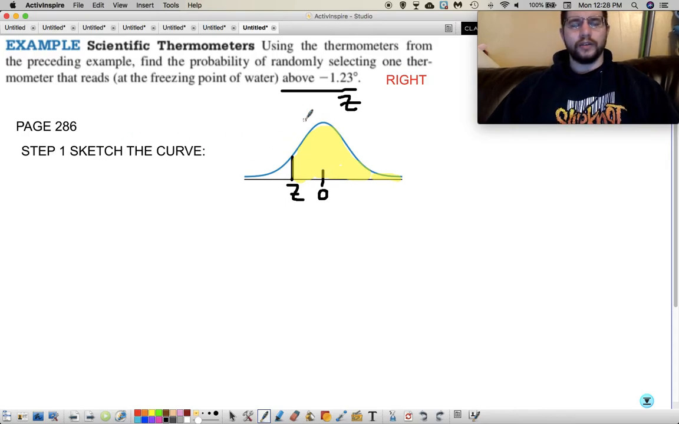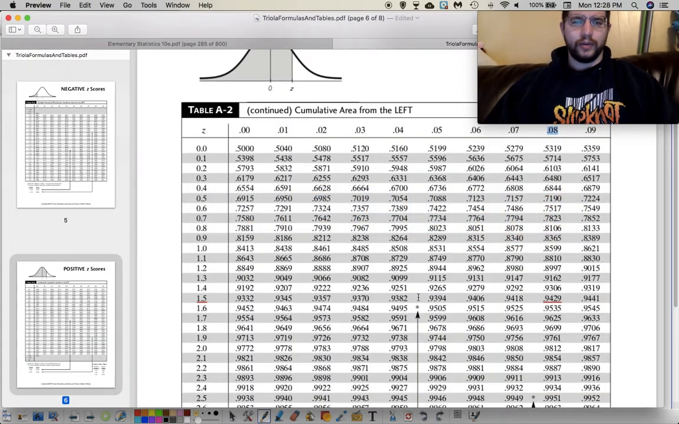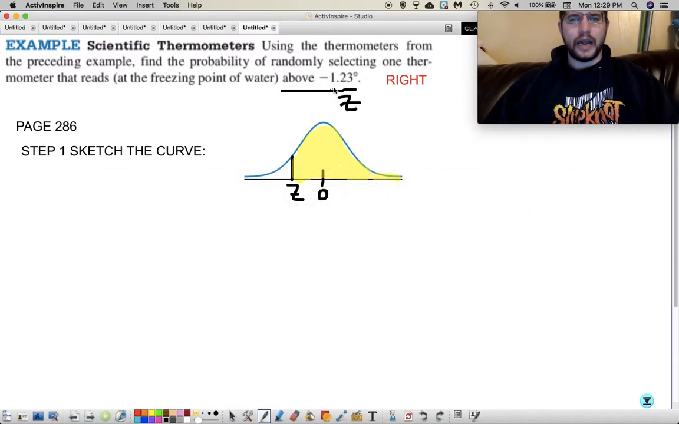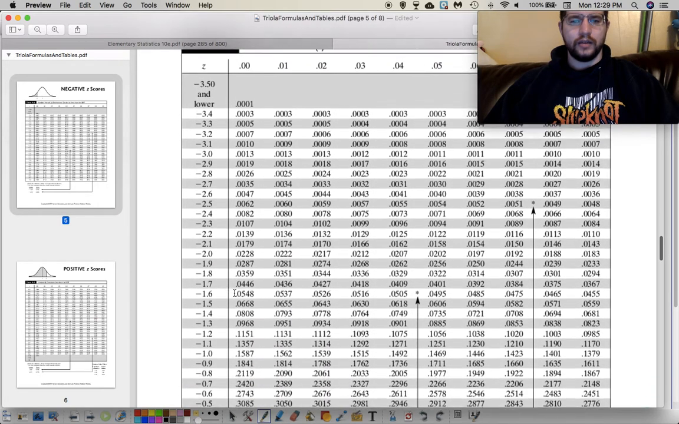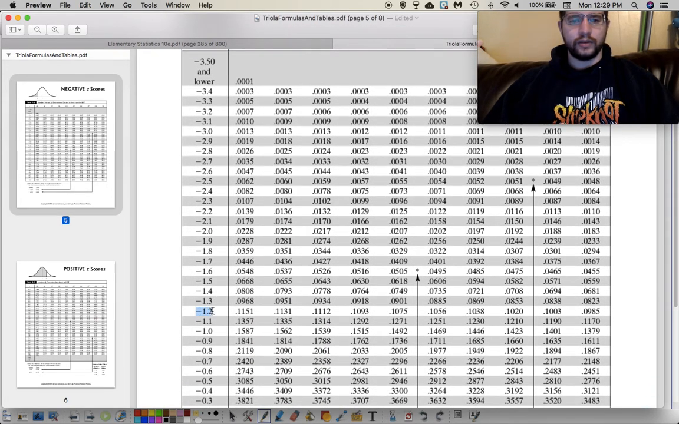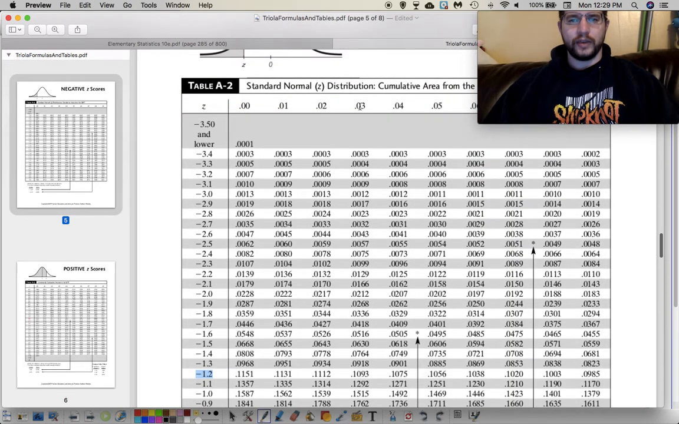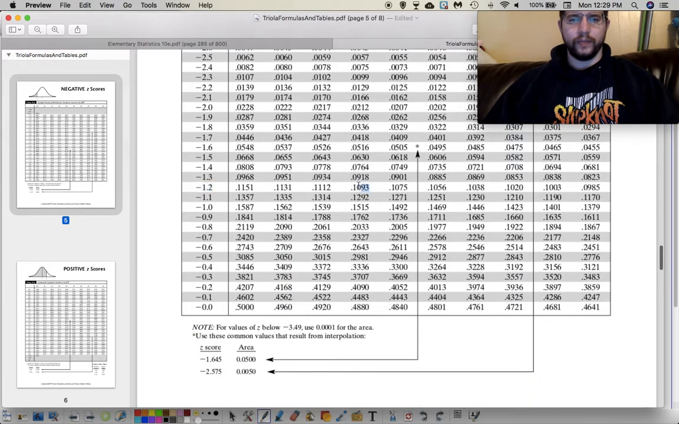So what I'm going to do for the chart, I'm going to again do it all three ways for these examples, is I'm going to look up in the negative Z-scores. So I'm going to go negative 1.23. Negative 1.2 is right here. Go to the top. This is the 3 column. I'll follow it down until right here. So that gives me 0.1093.